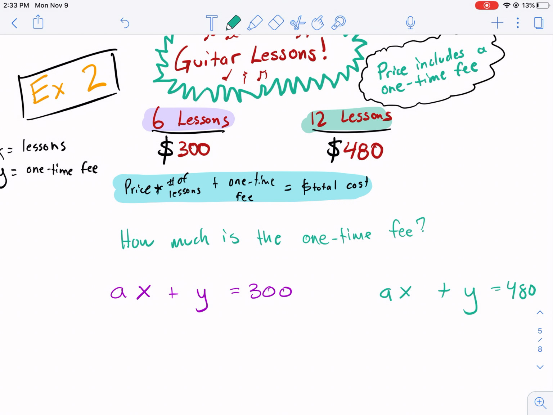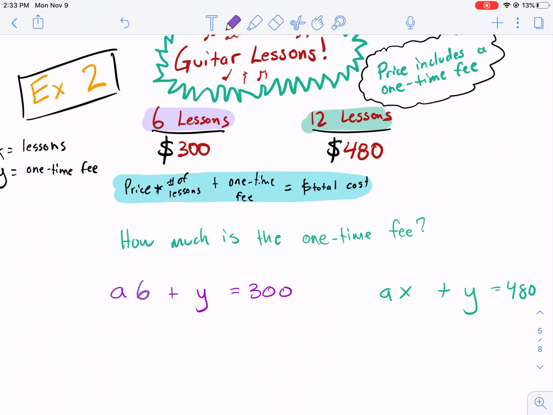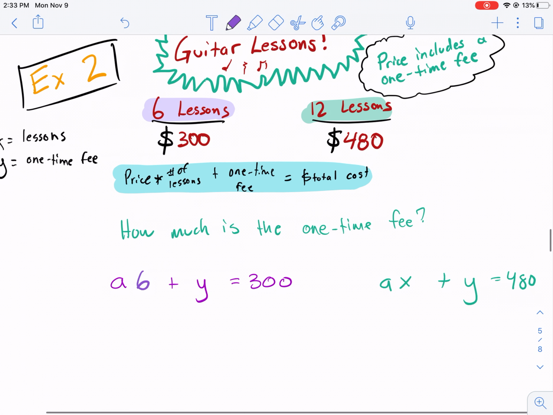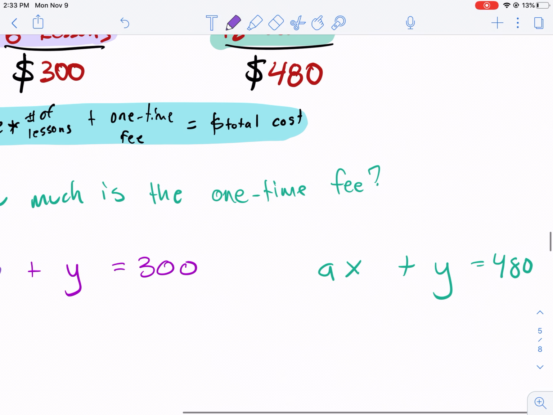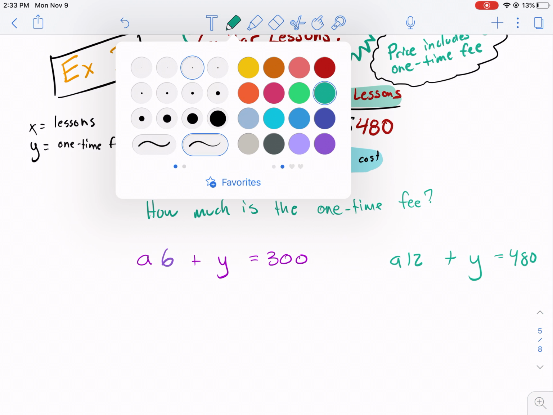Now, we do know something for both of these. I said we didn't know the number of lessons, but with the package, we do know that 6 equals X. So we know that this equals 6. And then we know that the number of lessons for the green package is 12. So that equals 12. Now, I don't like how that looks, so we're going to change this up just slightly.